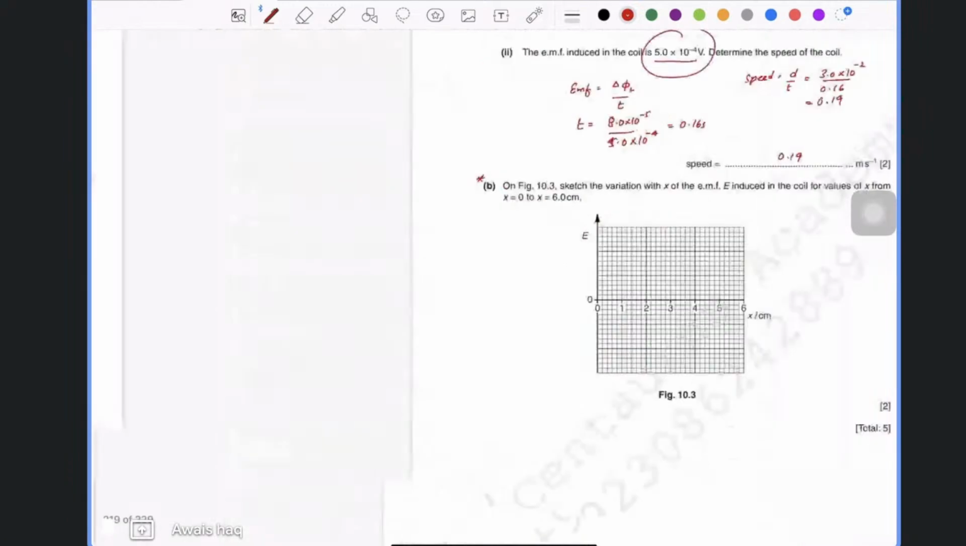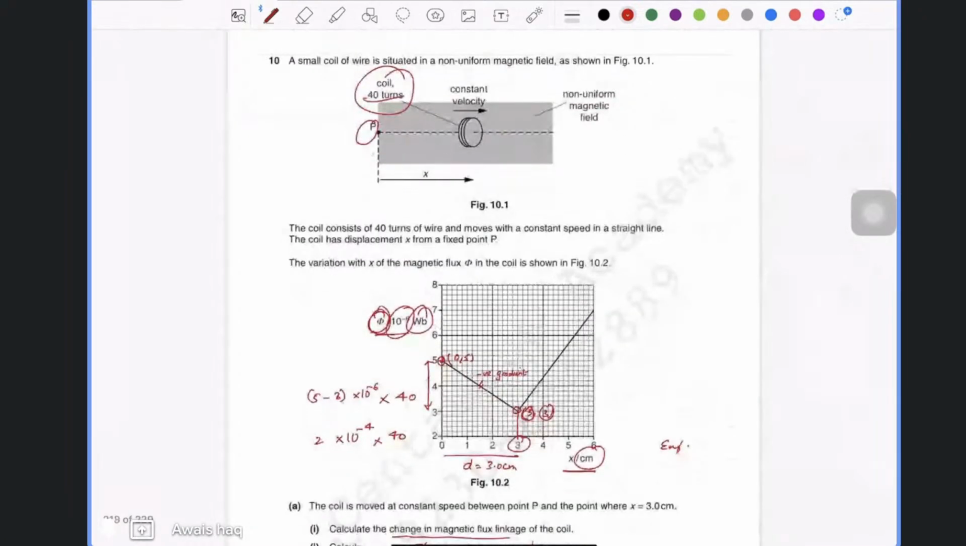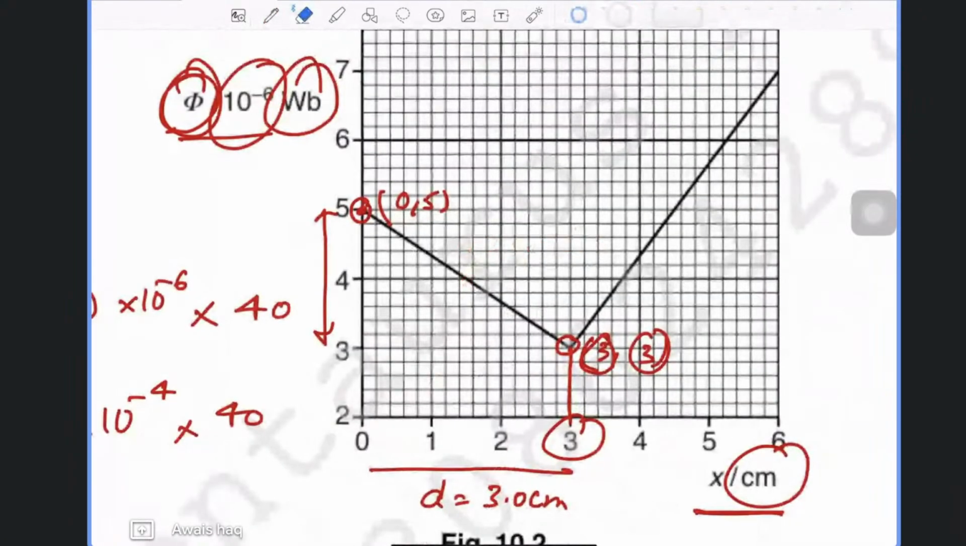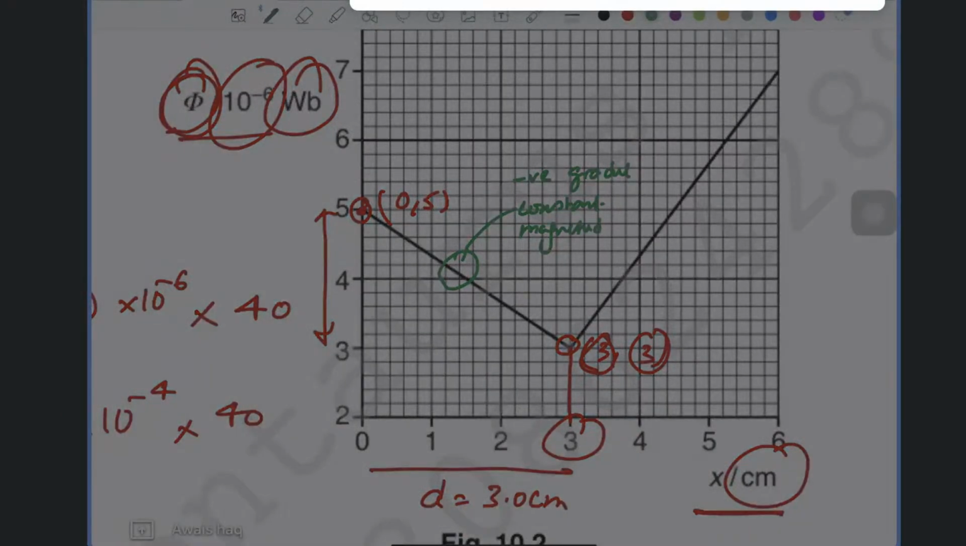So here I'm just going to write a few things so that you guys understand this. This line has a negative gradient and it has a constant magnitude. How do I know this is a constant magnitude? Because in AS I've learned that a straight line has a constant gradient or constant magnitude. Do you guys understand this?